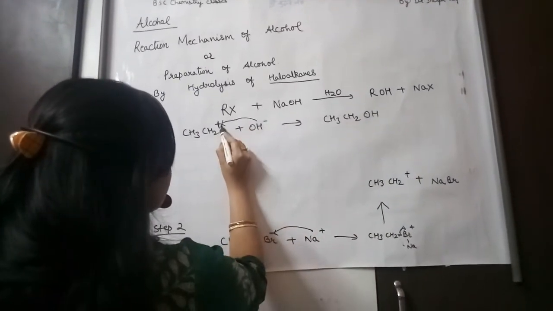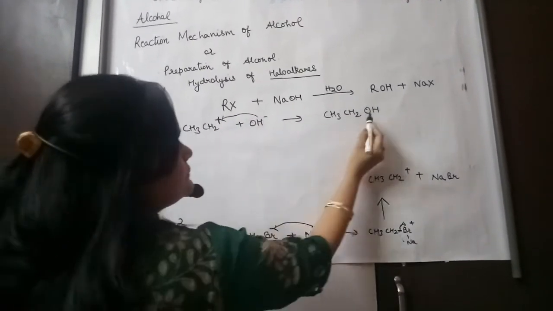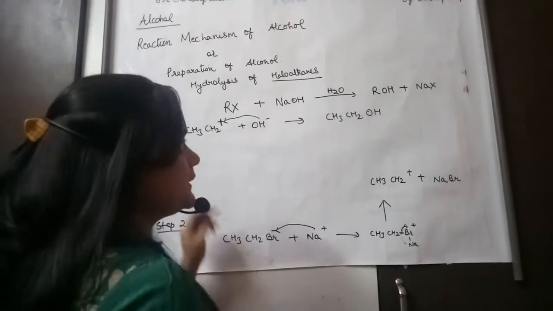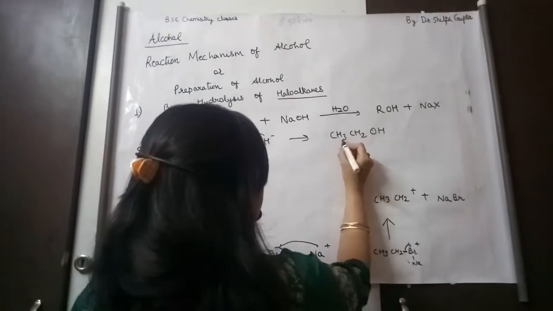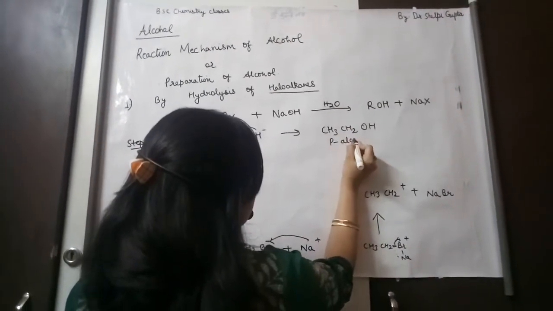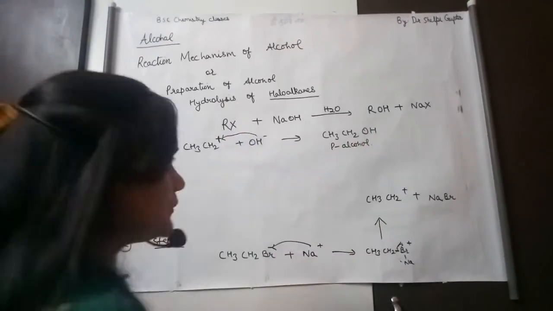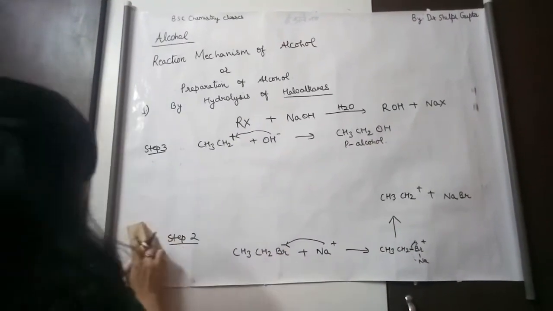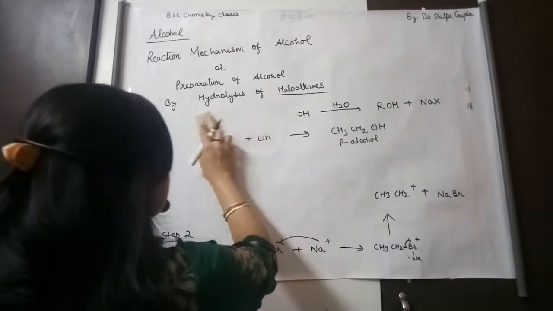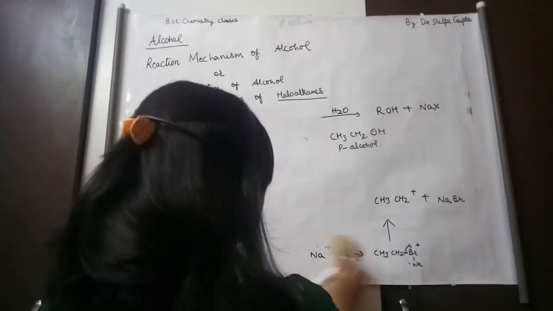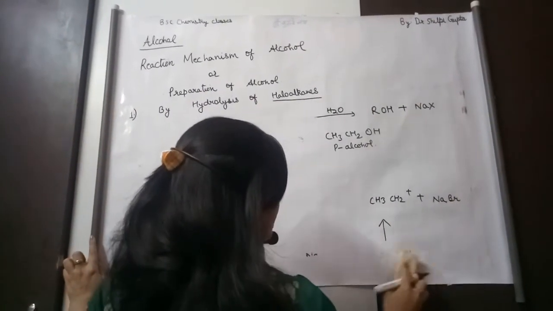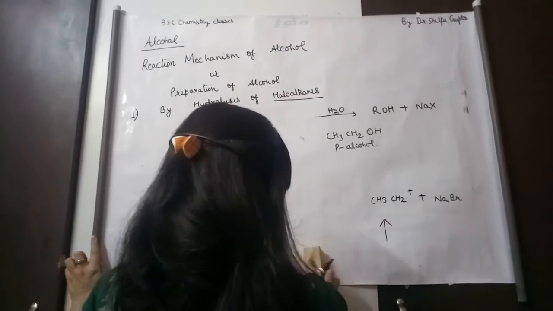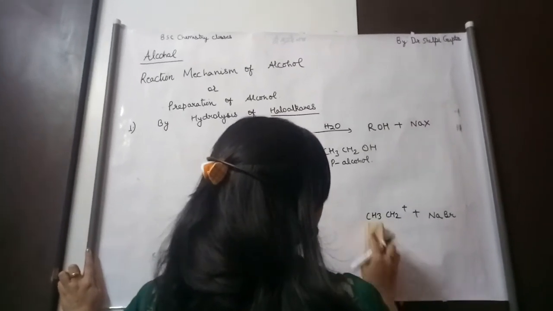When it attacks, what will happen? CH3CH2OH will form. So what happened? From primary haloalkanes we got primary alcohol. Okay, it's clear. Now comes the second step. First mechanism is over. Now comes the second one. We got primary alcohols from primary haloalkanes.